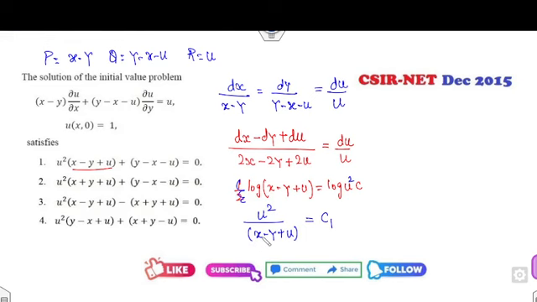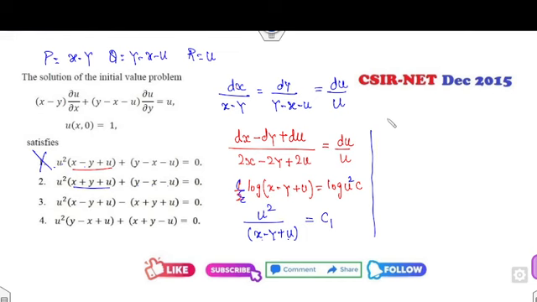Now clearly, I need x minus y plus u into u square, but it's a division by, so this option is cancelled. Now this is one constant. What is another? This option is cancelled. Y minus x minus u, y minus x minus u is satisfied.